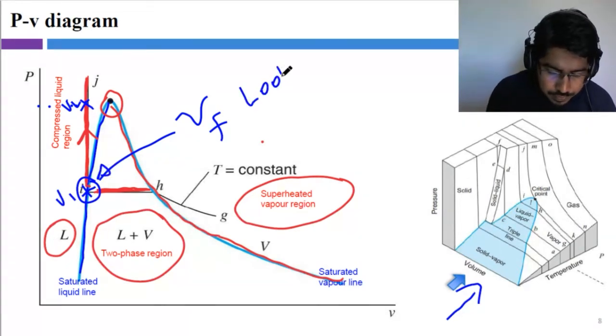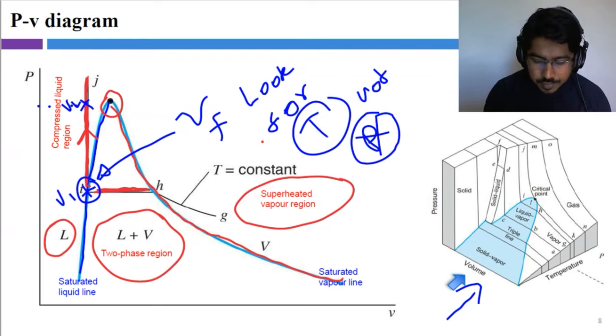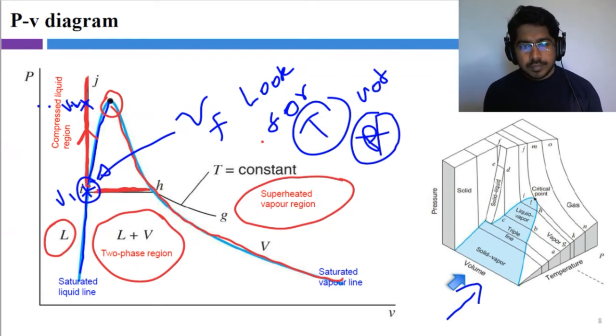Look for temperature. Temperature, not pressure. Are we clear on that one? Perfect.